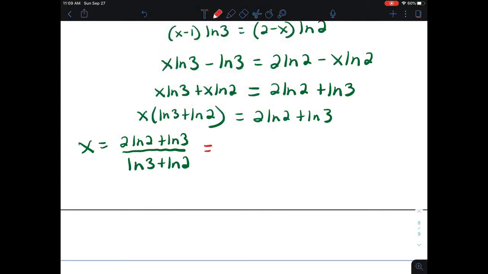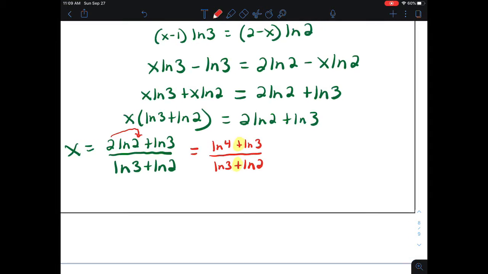See, what I can do is take that 2 and make it the exponent inside of that ln. So I'd really have the ln of 4 plus the ln of 3, divided by the ln of 3 plus the ln of 2. And we have another property of logarithms we can use. If you're adding logs with the same base, you can multiply their insides. So that's going to become the ln of 12 over the natural log of 6.